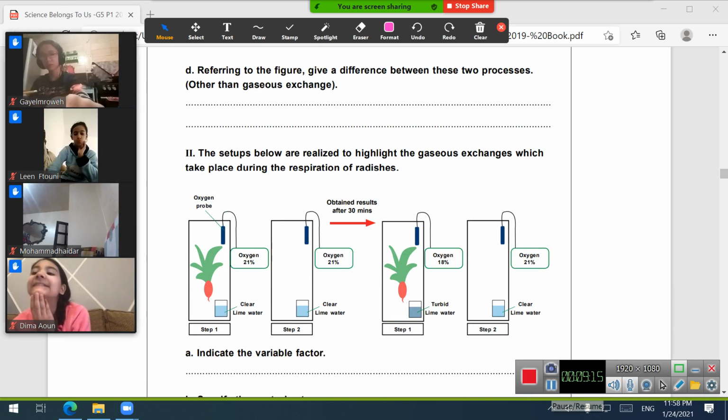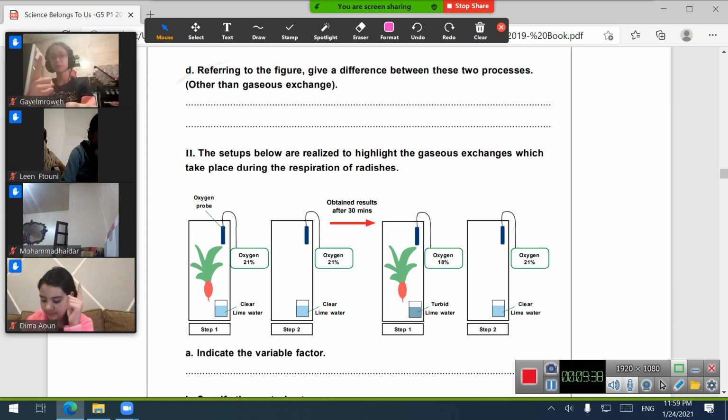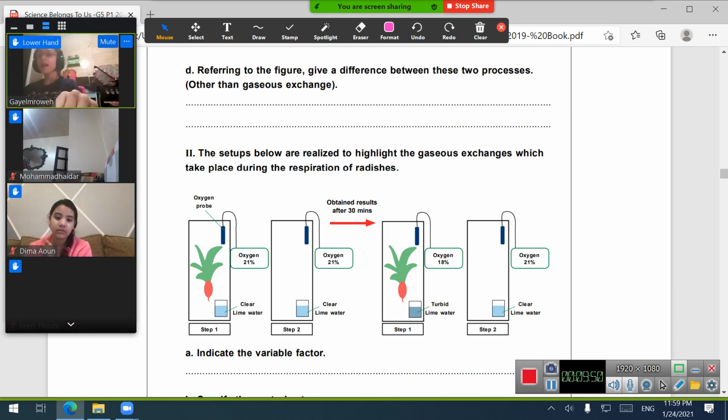Thanks. Now, in page 58, we have to move to part B. Referring to the figure above, mentioned in page 57, give a difference between these two processes. Give me another difference between photosynthesis and respiration, other than the gaseous exchange. Please, Gael, can you? Photosynthesis takes place in the day, and respiration takes place in the night and the daytime. Excellent, Gael. This is the best answer.